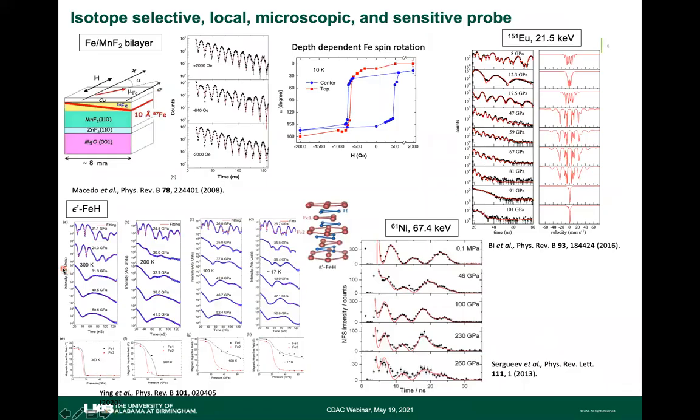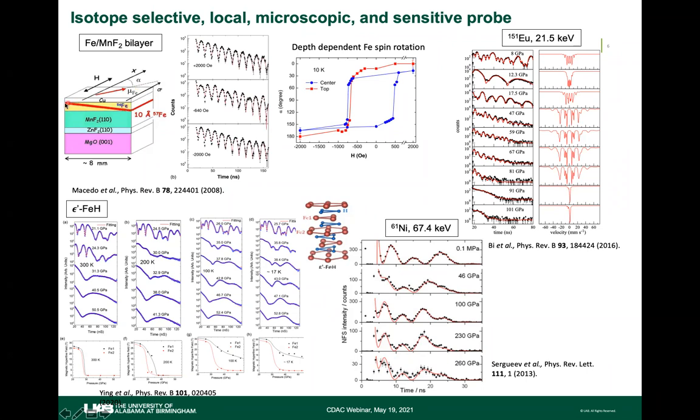Okay, so here I just want to, this is a lot of data, but I just want to give you a flavor of how unique Mössbauer spectroscopy is. This first example is a bilayer system with iron and manganese fluoride. This system was actually engineered so that the majority of the iron layer is iron-56, which is not Mössbauer active.